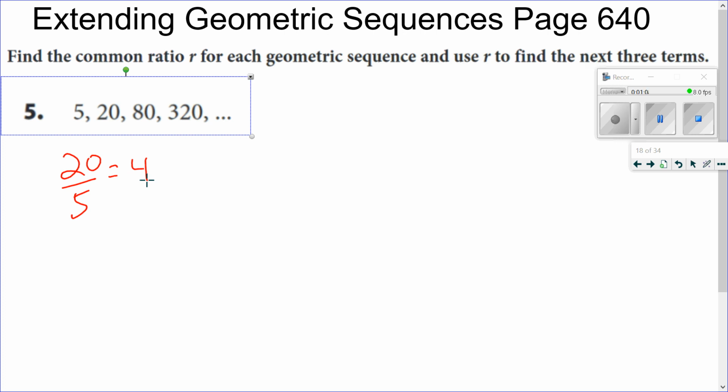Okay, next I'm going to take 80 and divide it by 20. And when I do that, I get 4. So that means I have a common ratio. The same ratio is 4. So all I need to do is find the next three terms here. Okay, so I need that last one.